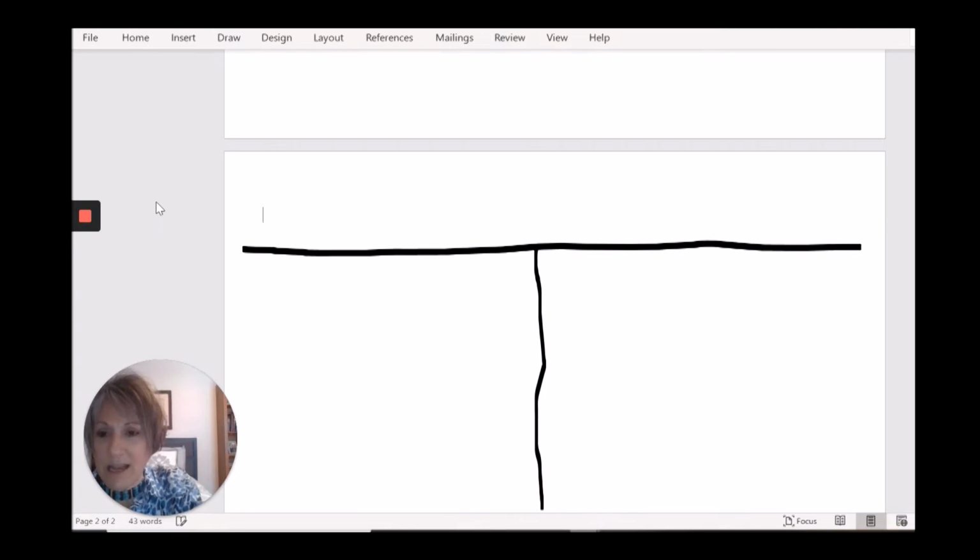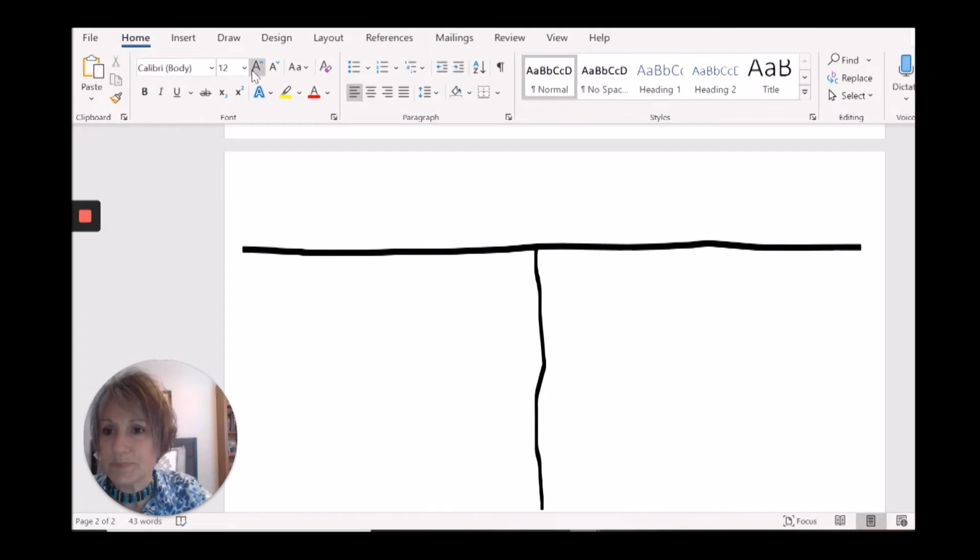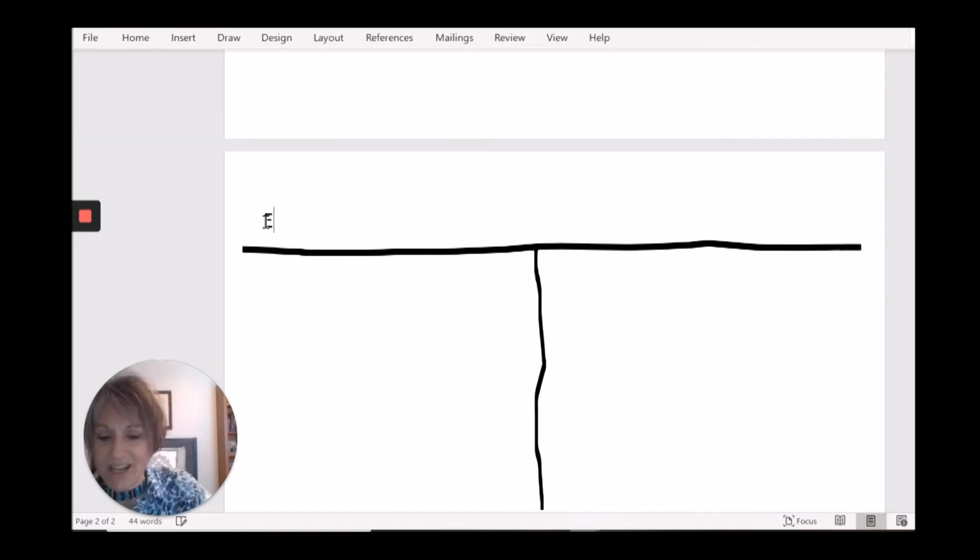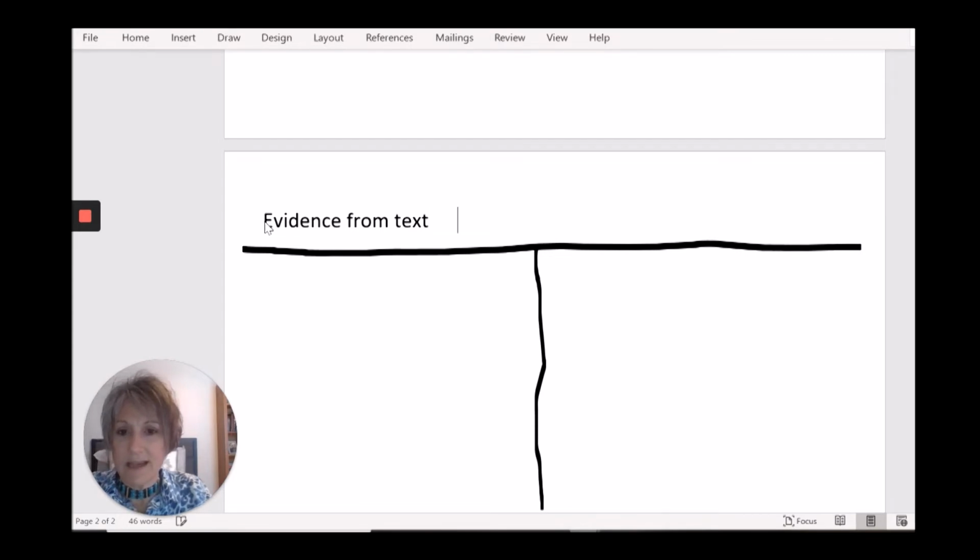Over here, I'm going to write evidence. Oh, let me make that a little bigger so you can see it. I'm going to write evidence. One more time. Evidence, there it is, from text. And on this side, what does it mean?